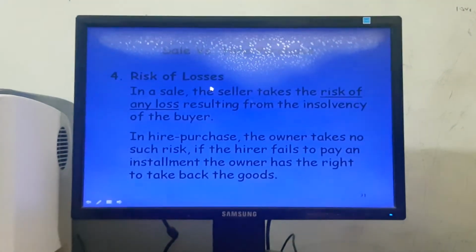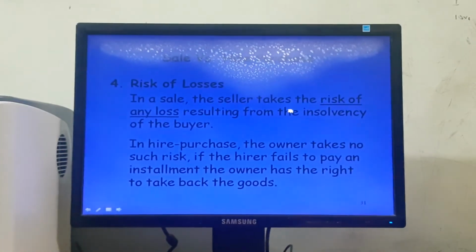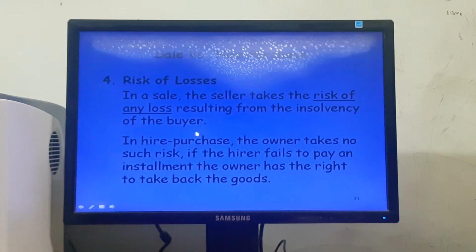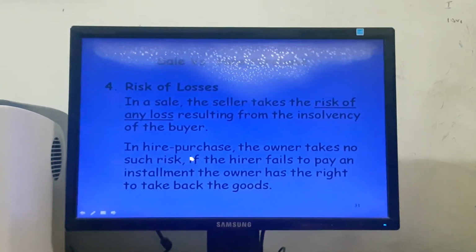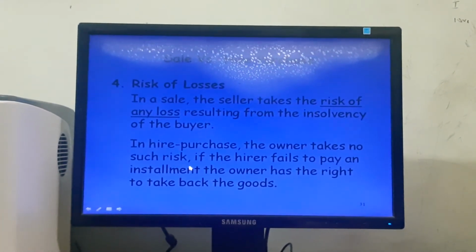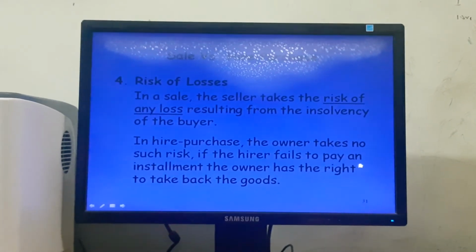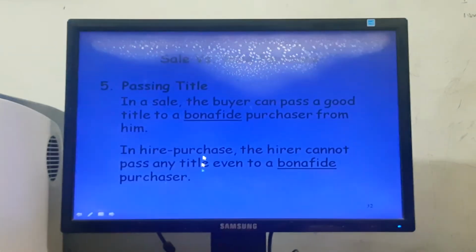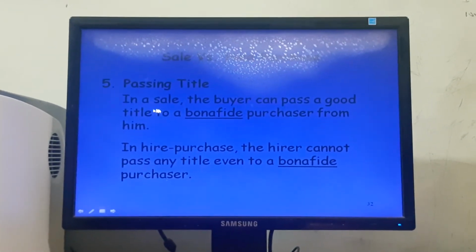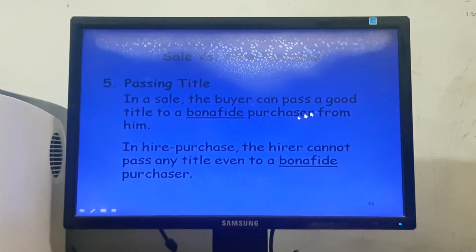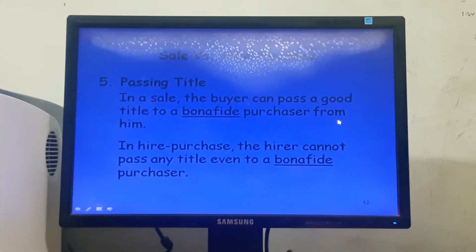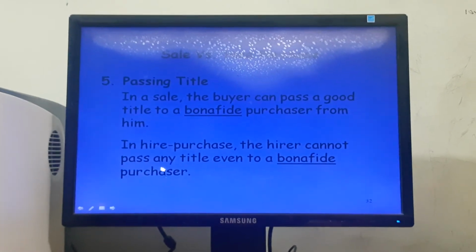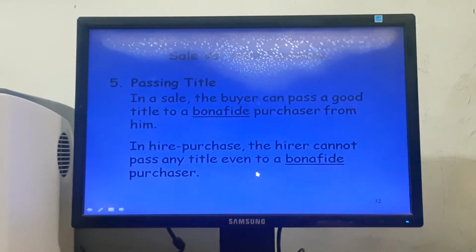Risk of losses. In case of sale, the seller takes the risk of any loss resulting from the insolvency of the buyer. But in case of hire purchase, the owner takes no such risk. If the hirer fails to pay an installment, the owner has the right to take back the goods. Passing title. In case of sale, the buyer can pass a good title to a bona fide purchaser from him. But in case of hire purchase, the hirer cannot pass any title even to a bona fide purchaser.